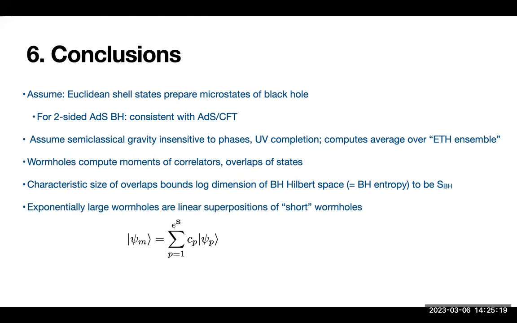There will be corrections, of course, famously, from the island effect, which should change this to the lower entropy. And finally, that exponentially large wormholes are linear superpositions of short wormholes, and at least this, to me, suggests one should go back and think hard about what's going on in the interior, about my slices and so forth, though I don't have any grand ideas yet. So something is going on here.